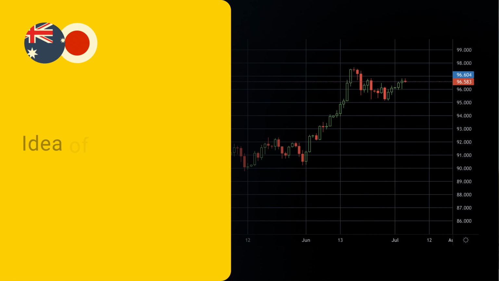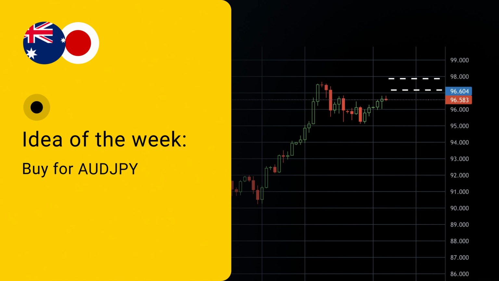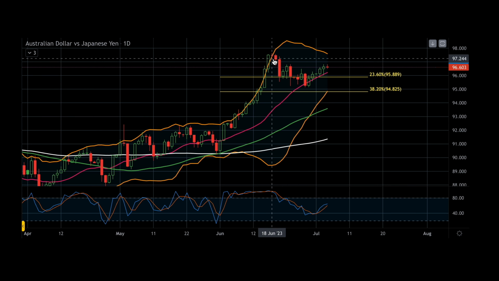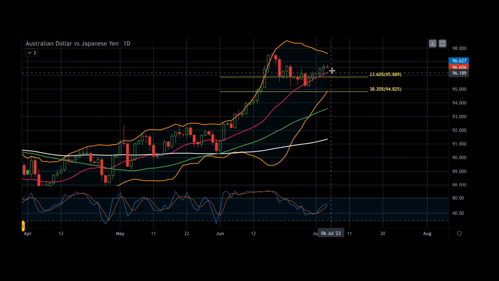Now for this week, we are looking at the Aussie dollar against the Japanese yen pair for a potential long position with a target around the 97.50, which is the previous high after a correction to the downside around the 95 or 94.50 area. After the aggressive rally in June, the price made a correction and is currently trading near the support level of the 23.6% of the Fibonacci.